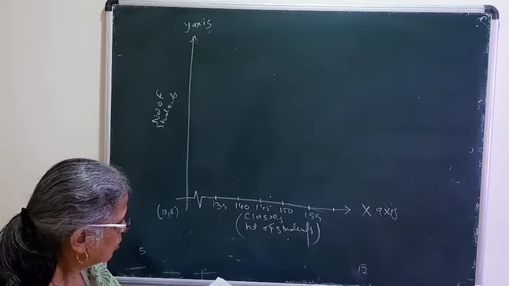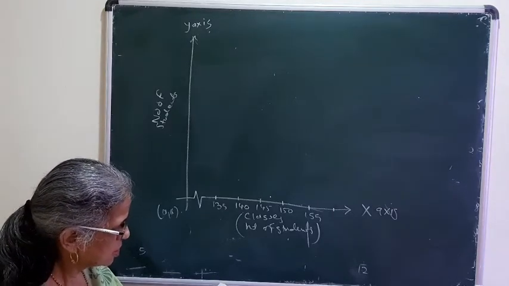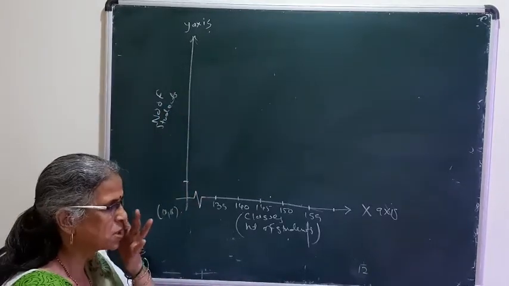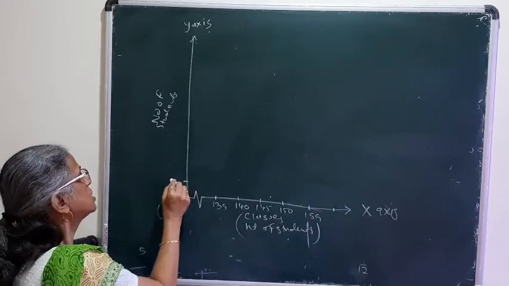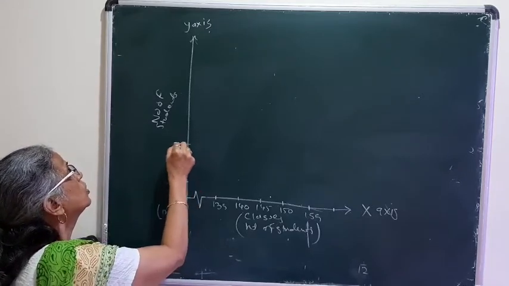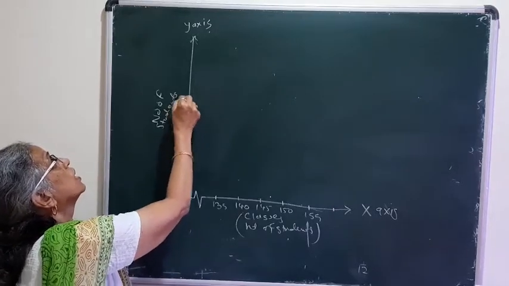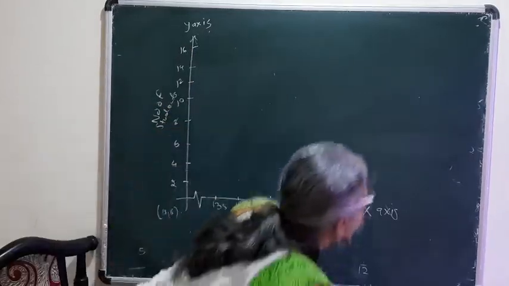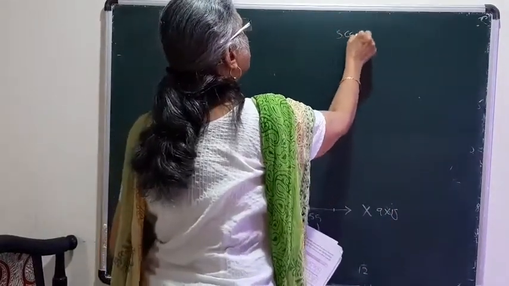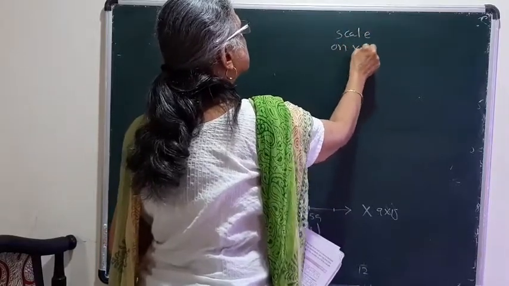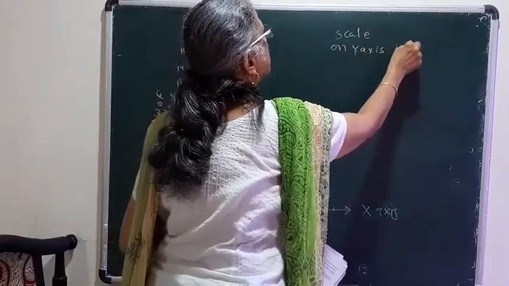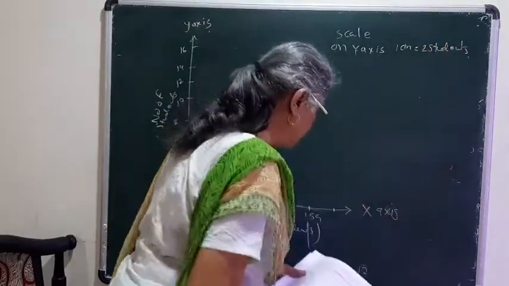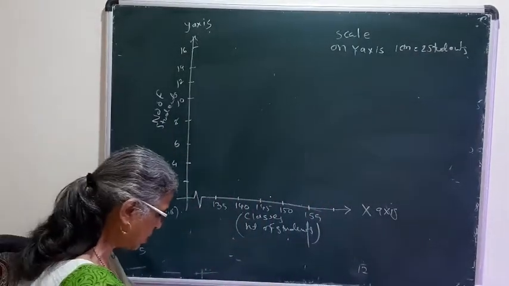Correct. Now number of students maximum is 16. So if you take 1 centimeter equal to one student, there will be no space for 16 marks in centimeters. So you can make 1 centimeter equal to 2 students. 2, 4, 6, 8, 10, 12, 14 and 16. By convenience you have to take the scale, and here you write the scale compulsorily. On y-axis 1 centimeter is equal to 2 students. Like that you have to write the scale.